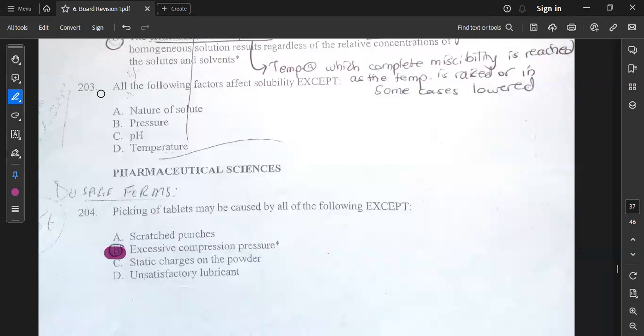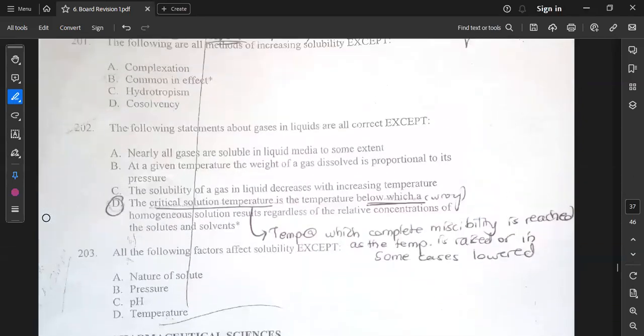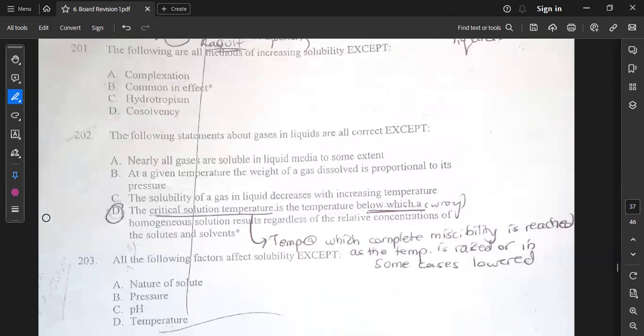How does static charge on the powder cause picking? I don't know how I can explain this, but if you have positive and negative charges, for example, if the punches have negative charge and the powder has positive charge, it would cause sticking, like it would get attracted. Does that make sense? Yeah. And B will cause gaping, yes.